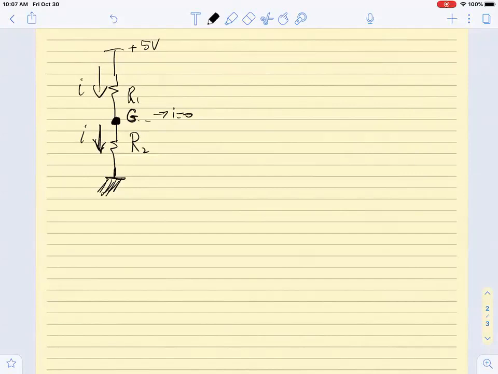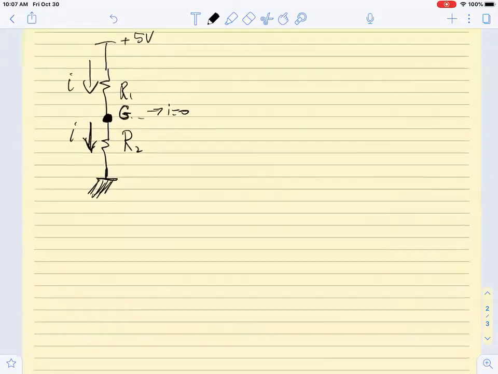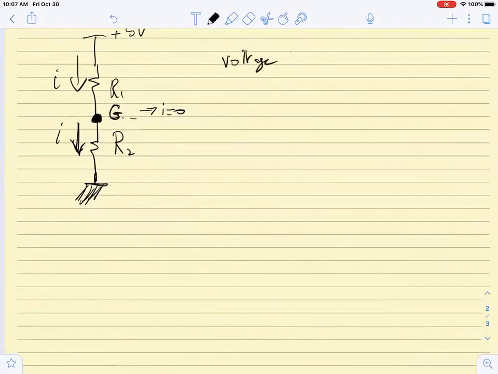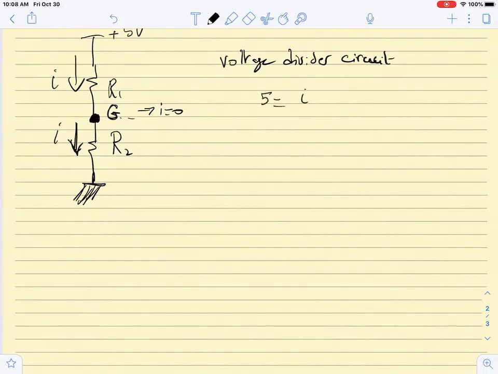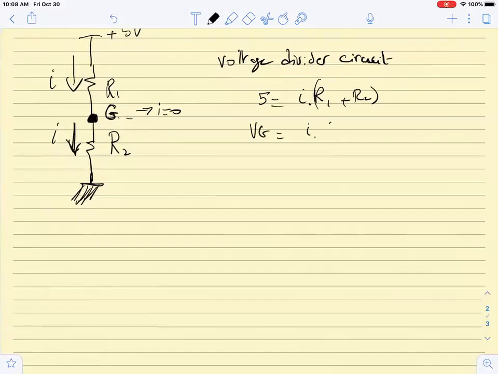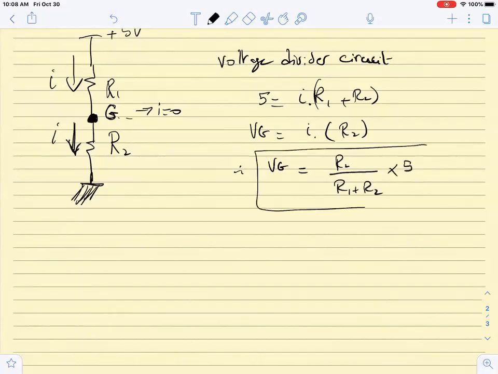R2 over R1 plus R2 times 5. Yes, correctly. So this is really a voltage divider circuit, because the same current flows through both. I can say that 5 volts is equal to I times R1 plus R2, right? And VG is equal to I times R2. Therefore, VG is equal to R2 over R1 plus R2 times 5. You should have seen a voltage divider circuit from before.